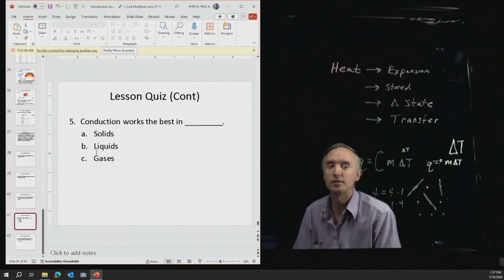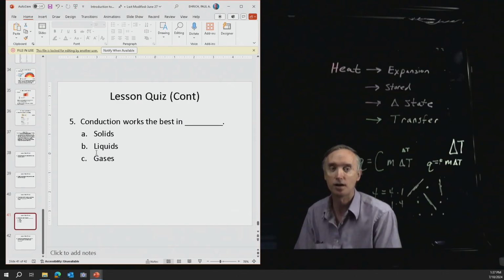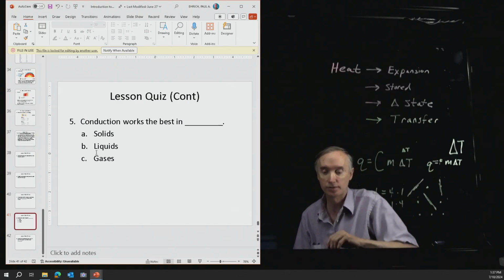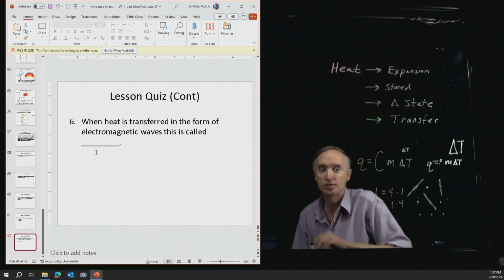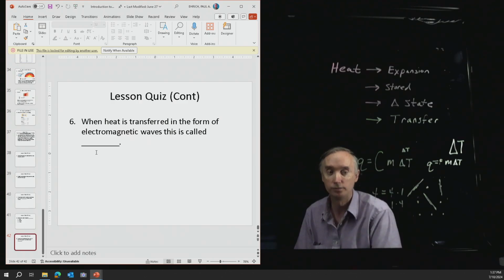Conduction works the best in what kind of material? Is it solids, liquids, or gases? And the answer is going to be solids. So solids conduct the best. And then number 6, when heat is transferred in the form of electromagnetic waves, this is called what? It's being transferred in the form of radiation.